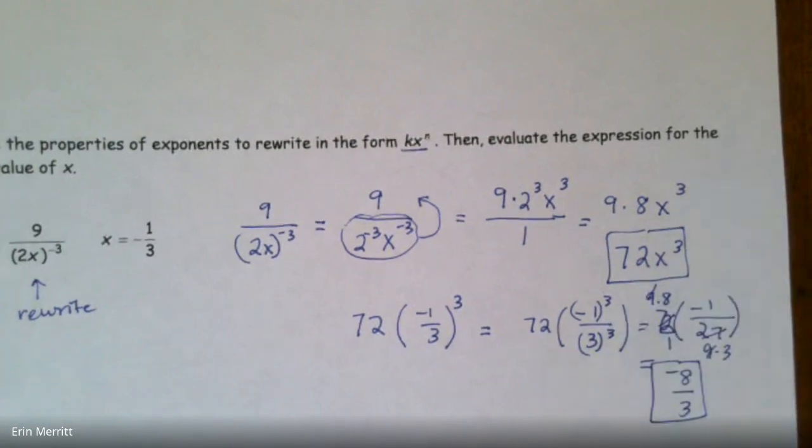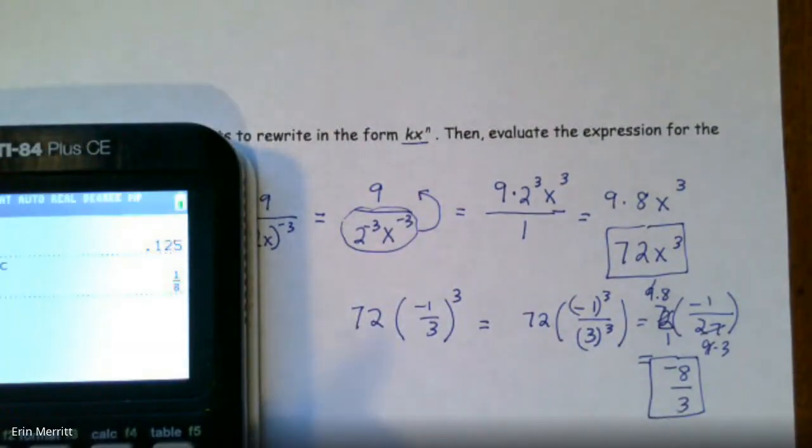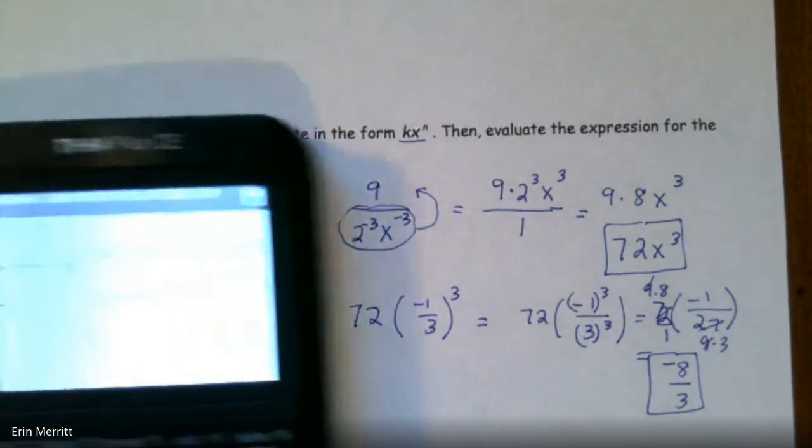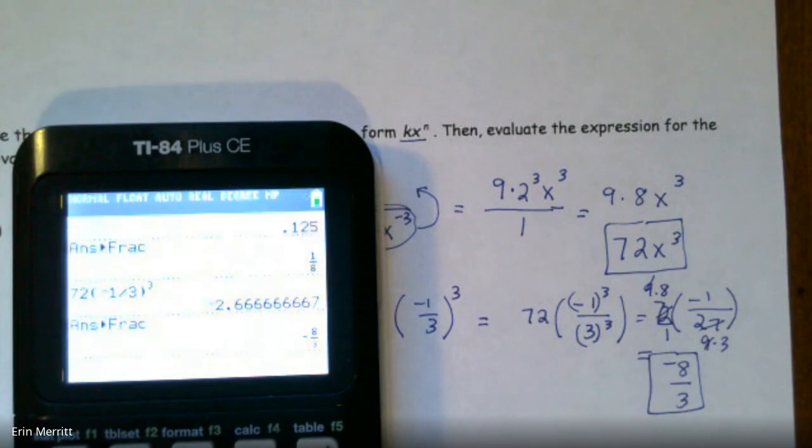Now, just to be safe, I'm going to grab my calculator and try that. All right. Let me get off of that guy. 72 times, let me slide it over, negative 1/3, and now raise that to the 3rd power, and then math frac that guy. Woo, negative 8/3. All right. So sorry, I was trying to make it darker and it wasn't helping any. I was going the wrong direction.